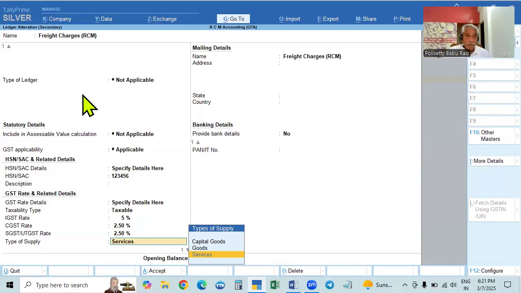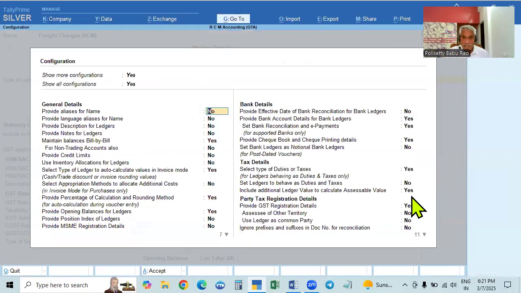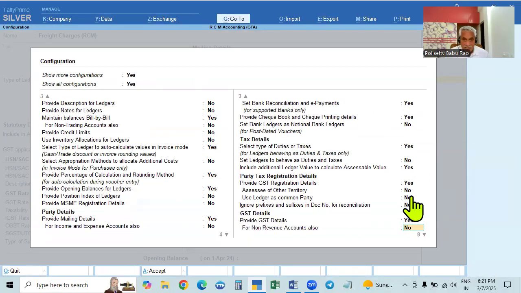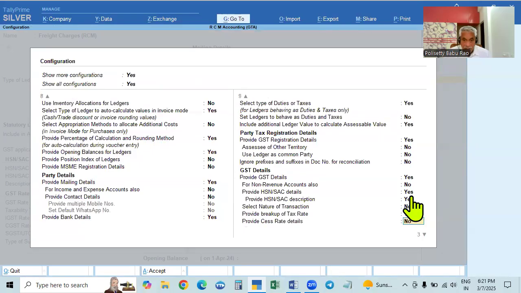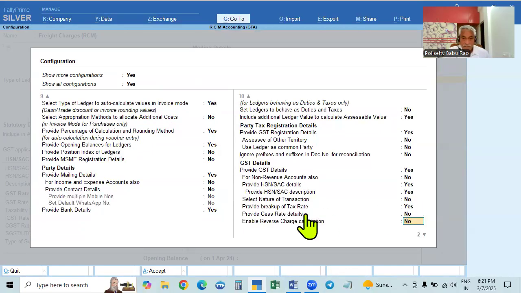For that, we have to do it only in the freight charges related to RCM, where RCM is applicable. We have to enable the reverse charge mechanism. For that, we go to F12 and on the right side, tax details, tax registration details, then GST details. In the GST details, this is GST only. Come down to nature of transaction, and then come down. See, enable reverse charge calculation.